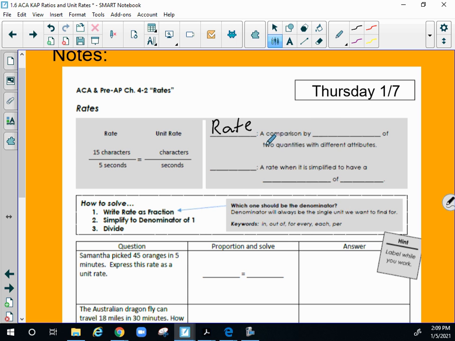A rate is a comparison by division of two quantities with different attributes. A unit rate is a rate when it is simplified to have a denominator of 1.